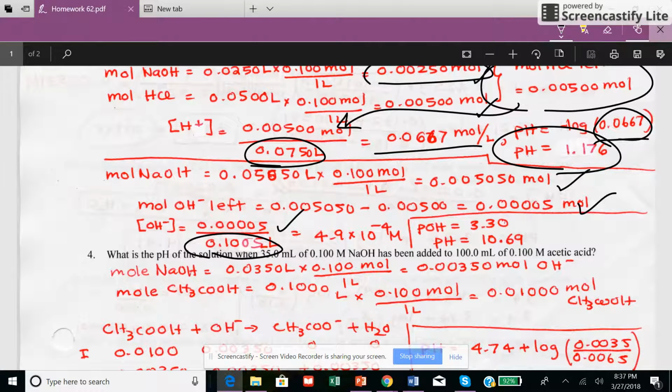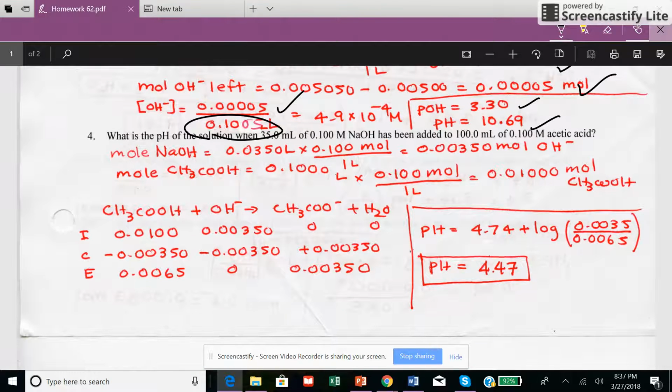And then you have pOH and then pH. And that's it for number 4. Number 5, what is the pH of the solution when you added 35 milliliters of sodium hydroxide to this acid?